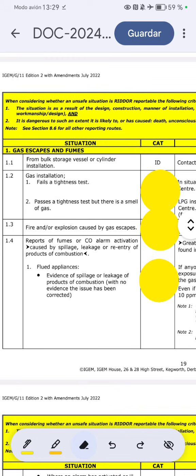Okay, 1.2. Gas installation fails a tightness test. 1 or 2 passes a tightness test, but there is a smell of gas. Both must be ID, right? I can't see that being at risk. Yep, ID. All right, 1.3. Fire and/or explosion caused by gas escapes. What do you reckon? That seems like an obvious one. That's right, ID. 1.4. Reports of fumes or CO alarm activation caused by a spillage, leakage or re-entry of products of combustion. Flued appliances, evidence of spillage or leakage of products of combustion with no evidence that the issue has been corrected. I believe that's also ID.